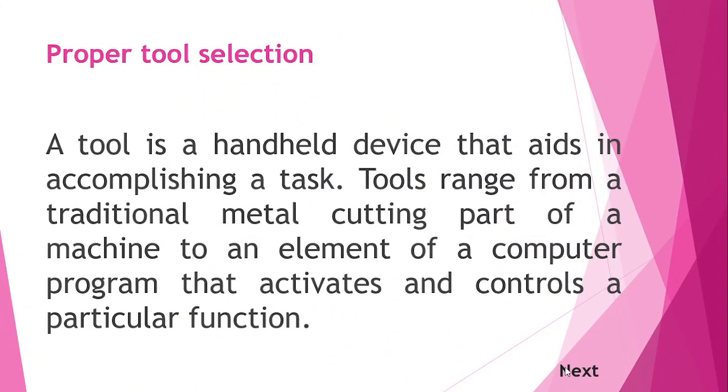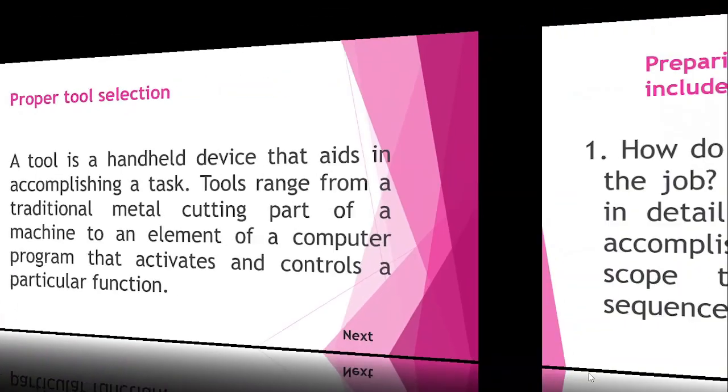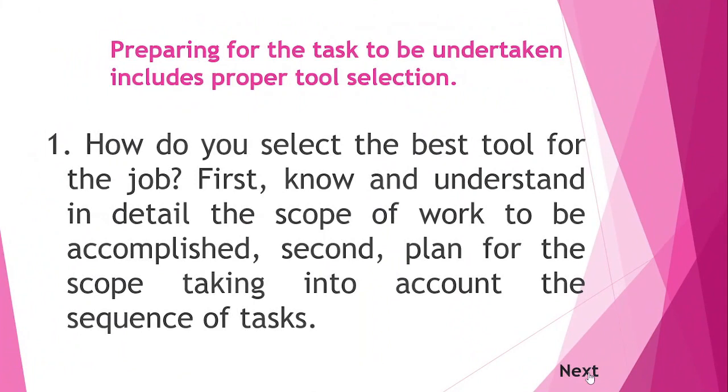Proper tool selection. A tool is a handheld device that aids in accomplishing a task. Tools range from a traditional metal cutting part of a machine to an element of a computer program that activates and controls a particular function. Preparing for the task to be undertaken includes proper tool selection. How do you select the best tool for the job? First, know and understand in detail the scope of work to be accomplished. Second, plan for the scope taking into account the sequence of tasks.